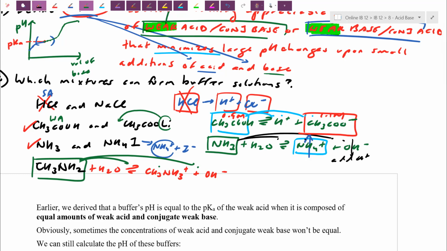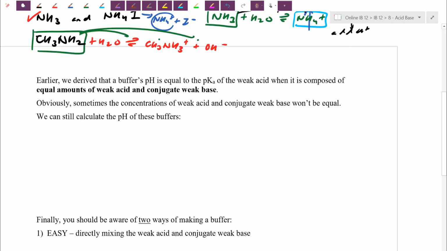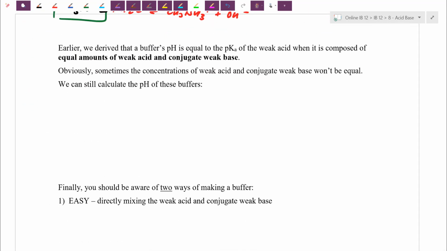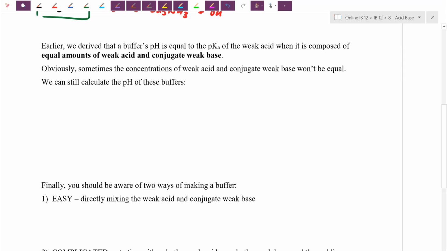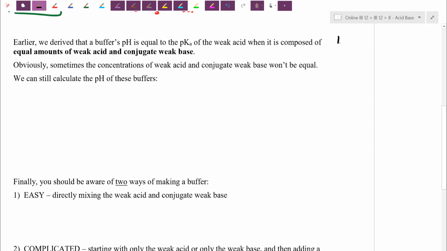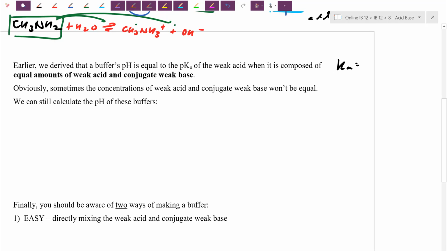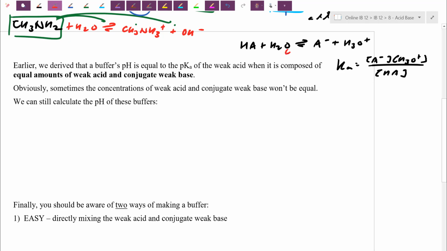Okay, so this is on the back side of your notes here. Earlier, we had derived that a buffer's pH is equal to the pKa of the weak acid when it's composed of equal amounts of acid and base. Let me just derive that for you again. The Ka, let me just do a generic equation. As a weak acid, HA reacts with water, donates a proton, and becomes A- and hydronium. So therefore, Ka is going to be A- times H3O+ divided by HA. Water is a liquid, so we can ignore it. This Ka expression is always true.